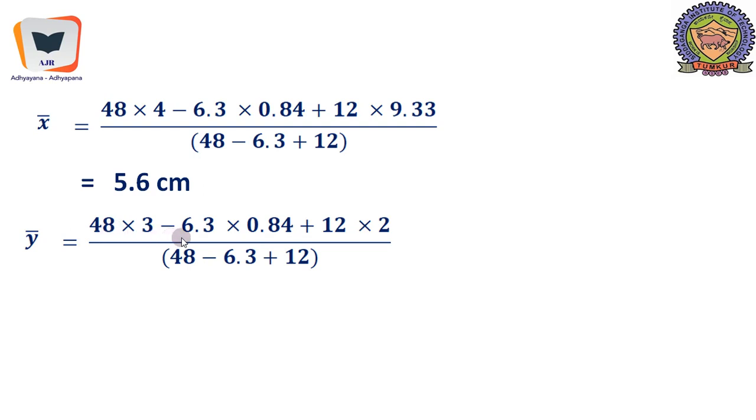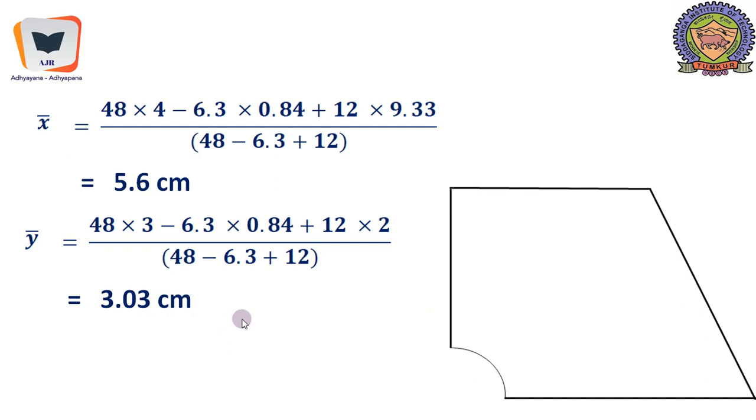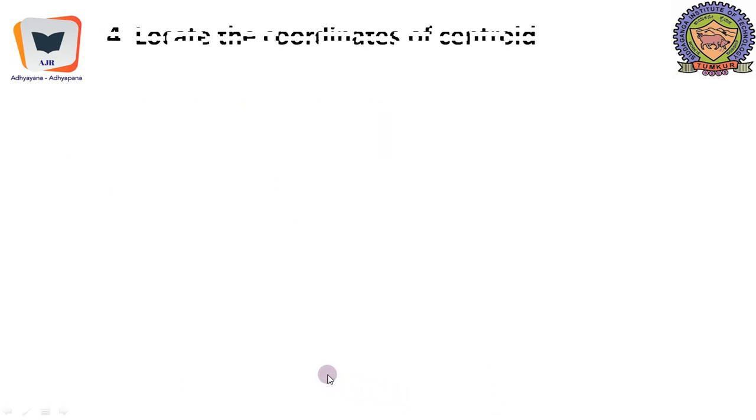In the same token, we can calculate y bar: a1 y1 minus a2 y2 plus a3 y3, divided by the sum of the areas with negative area over here minus, so it will give us 3.03 centimeters. If you plot this over the original area, here is a quadrant of a circle. The original figure is not proportional anyway, and here we have drawn a proportional figure, of course not to scale. So here is the centroid, 5.6 centimeters from the reference y-axis and 3.03 centimeters from the reference x-axis.